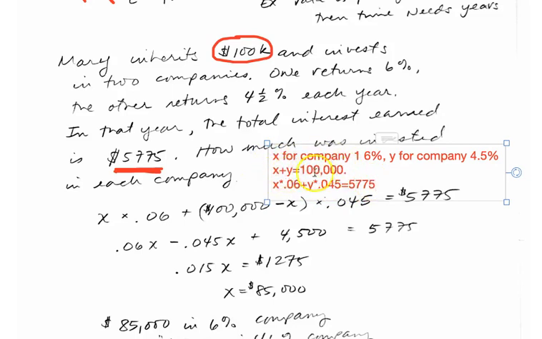X plus Y has to equal 100,000, and then the amount invested in company X, right, we end up with 6% back, plus the amount in company Y, right, the 4.5%, that has to equal 5775. So this one, we can just do this. We can solve for Y and substitute. So that's what you see going on below here.